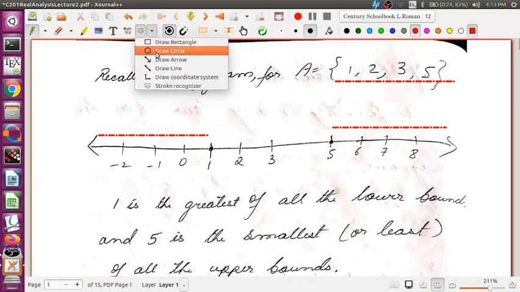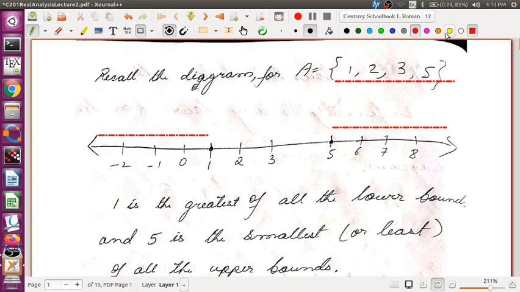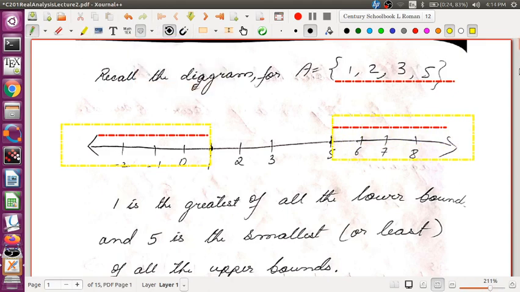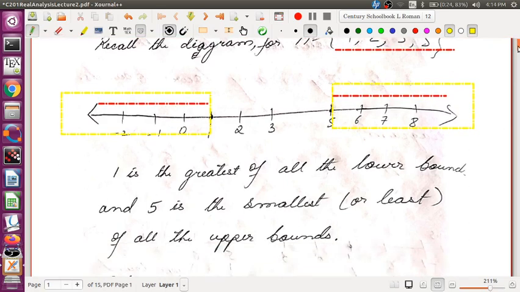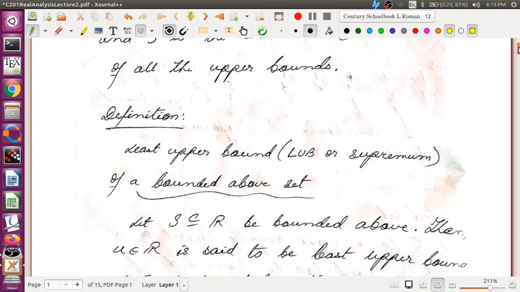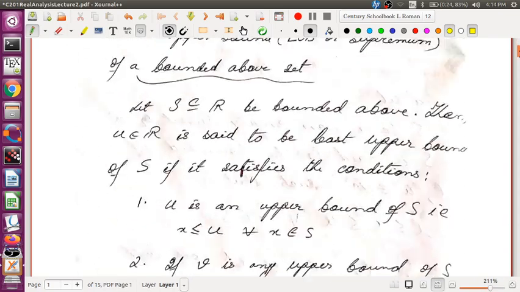And also we had seen that out of all these lower bounds, 1 is the greatest, and out of all these upper bounds, 5 is the smallest or the least, right? So 1 is the greatest of all the lower bounds and 5 is the smallest of all the upper bounds, right? So we define formally what is the least upper bound and what is the greatest lower bound.